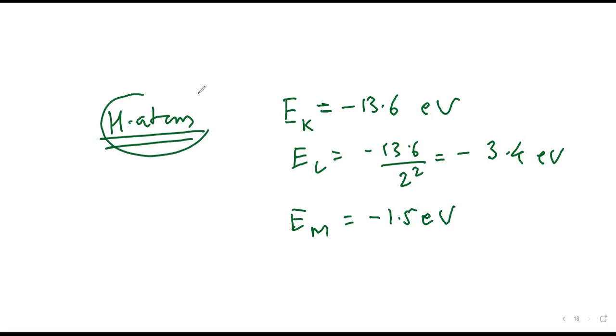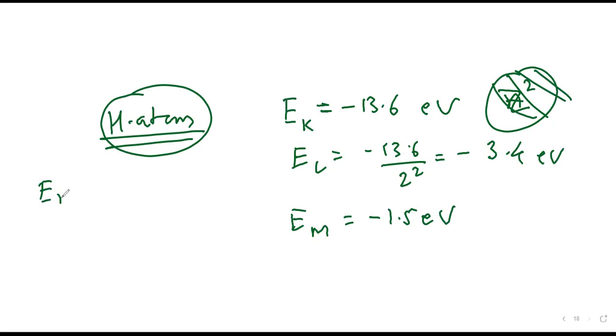So for any atom other than hydrogen, you only have to multiply by Z squared. We have already seen all these things. Right now I am not multiplying it. Now tell me, the magnitude of E_K minus E_L will be how much? 13.6 minus 3.4, so it is 10.2. The magnitude is 10.2 electron volt.